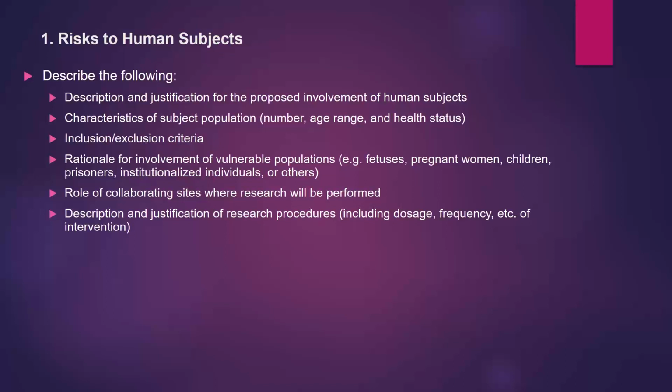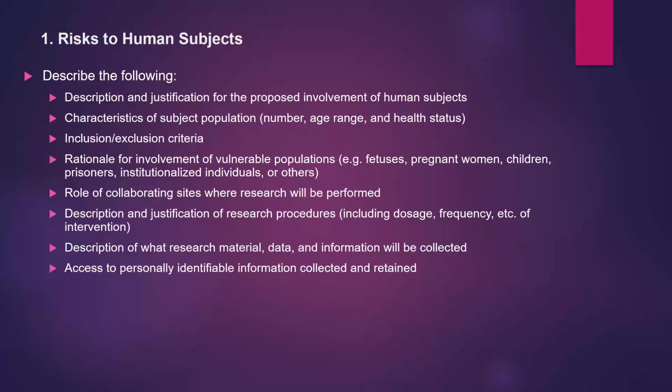You want to describe and justify research procedures, including dosage, frequency, etc., of any interventions, and describe what research material, data, and information will be collected from these subjects. Here you go into as much detail as possible. You want to talk about access to personally identifiable information, how it will be collected and retained, who will have access to it, and the management and protection of materials and information. So how will this human subject info be protected? How will it be confidential and private?